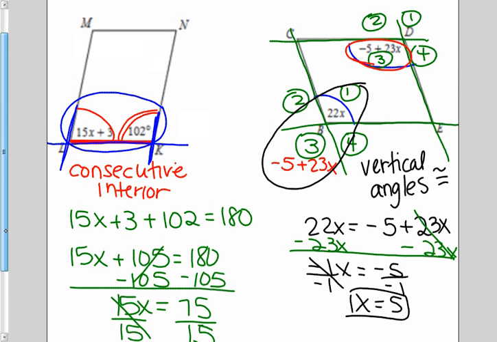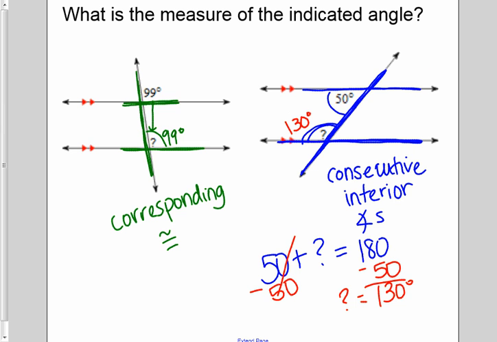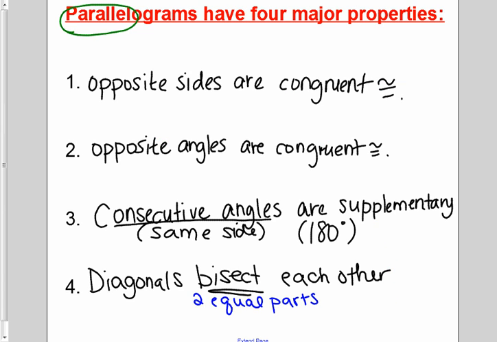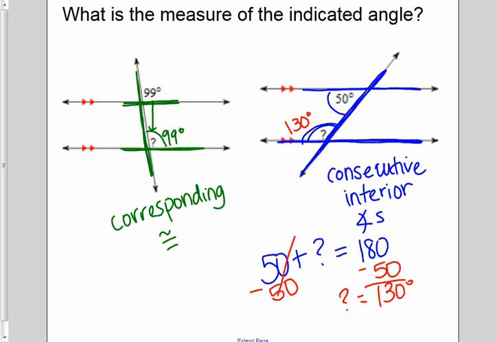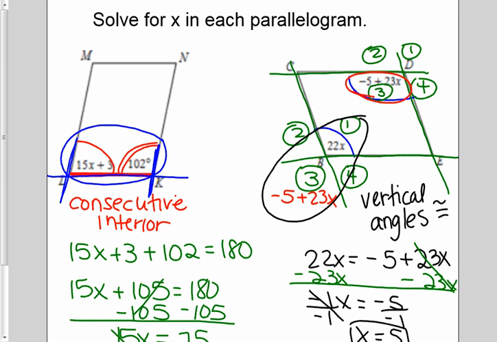Okay, and this second one here, remember we said also what we could have done is because we know that opposite angles are congruent, that also worked in our favor for this one, right? Aren't these opposite angles? They're opposite of one another, so they are congruent to each other.